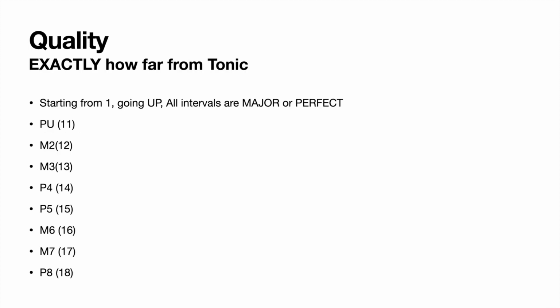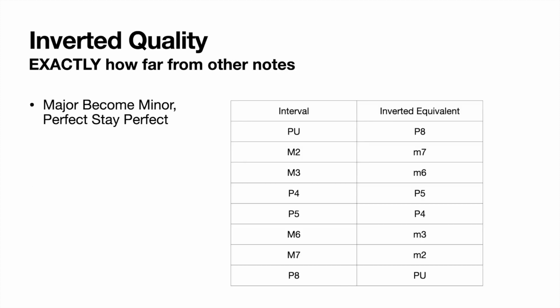Now, if we're going to talk about quality, starting from 1, going up, all intervals are either major or perfect. So you have a perfect unison, 1 to 1. Major second is 1 to 2. Major third, 1 to 3. Perfect fourth, 1 to 4. Perfect fifth, 1 and 5. Major sixth, 1 and 6. Major 7, 1 and 7. Perfect octave, 1 and 8. All right. Now, I'm going to turn those upside down.